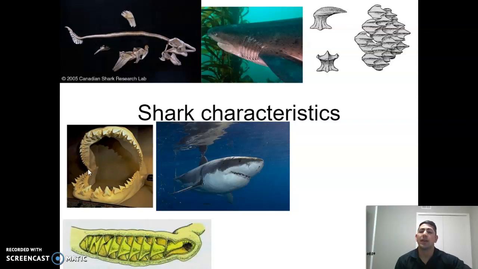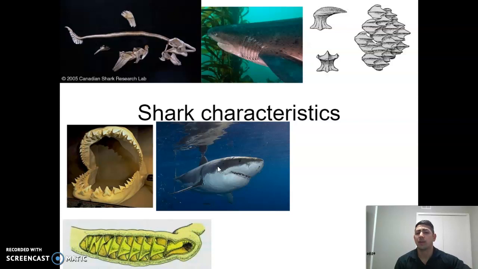They undergo internal fertilization. They have a spiral valve intestine, and they have cartilaginous jaws that are loosely attached, the bottom to the top. They have these rows of teeth that can be replaced within 24 hours if the outer ones are broken off. And they have counter shading, just like this image of the great white, where the white underneath is lighter than the top on the shark.